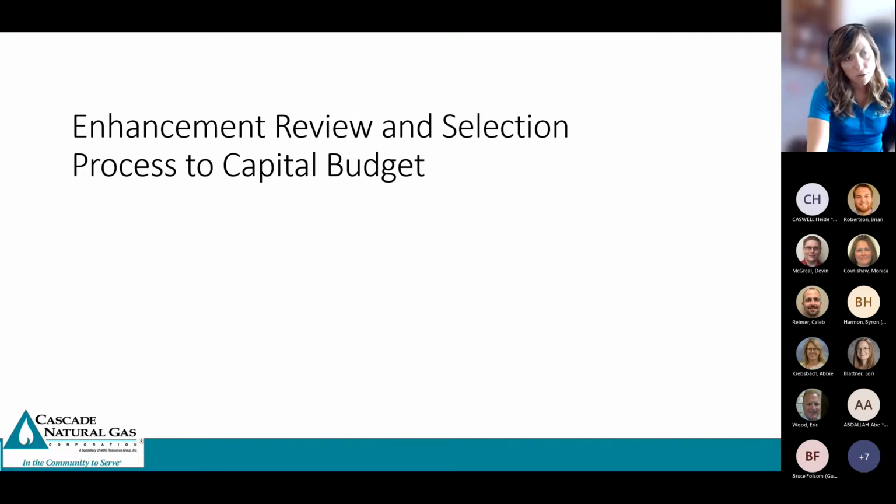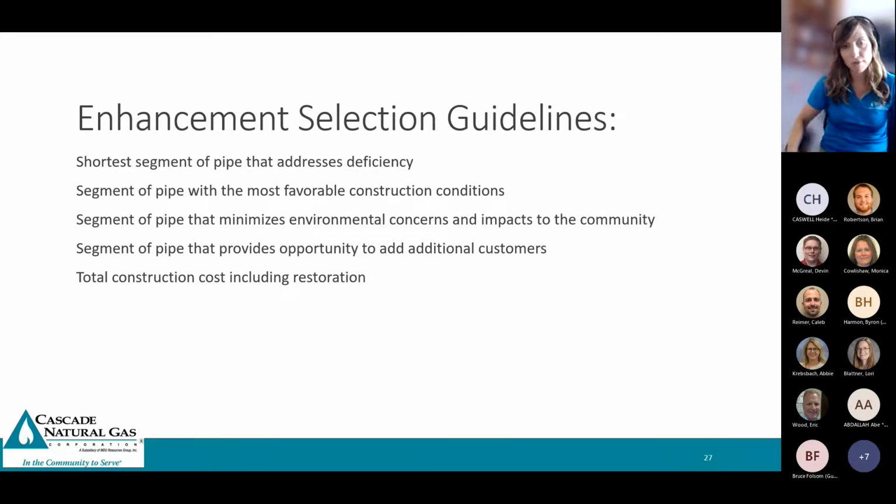So with that, now I'm going to go a little more into our enhancement review and our selection process. This is the slide I was going to get at, but these are our general guidelines on how we select reinforcements. Typically we want the shortest segment of pipe that addresses the deficiency. And then we also want the enhancement with the most favorable construction conditions, most favorable environmental conditions, and with consideration to impacts to the community.